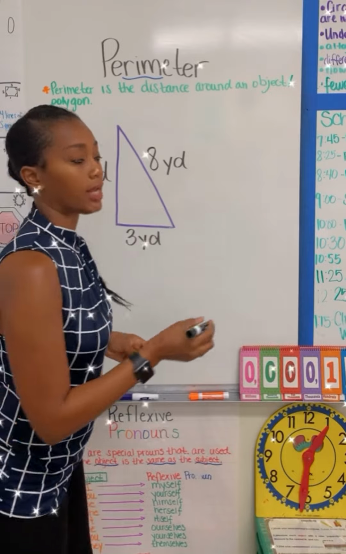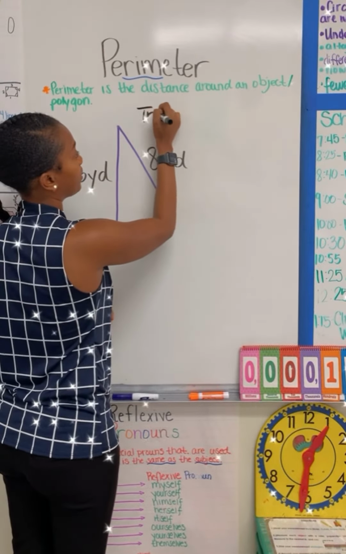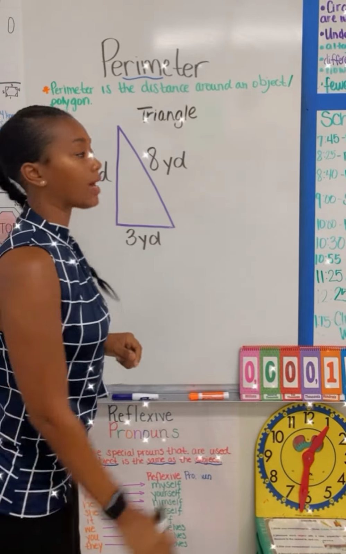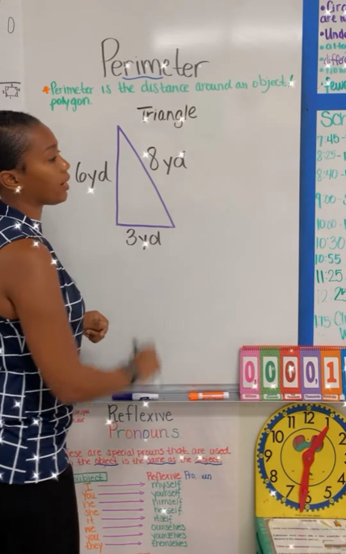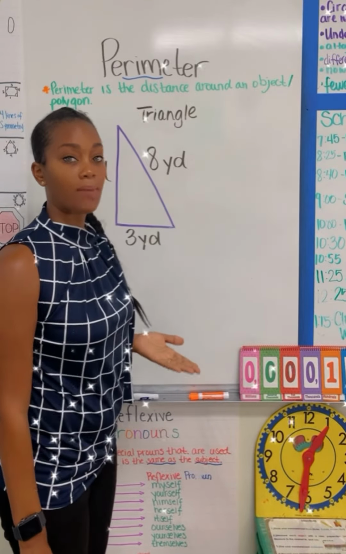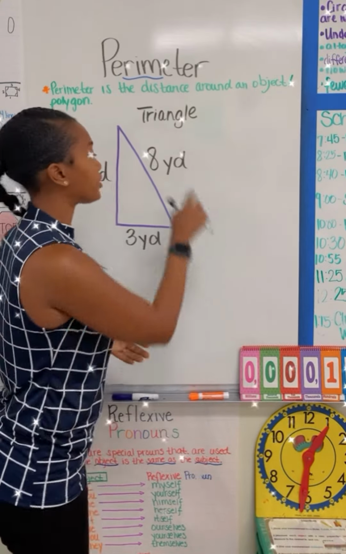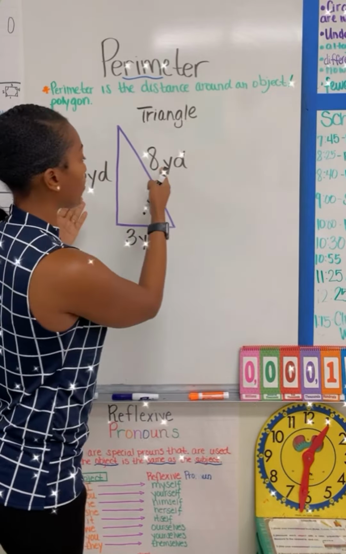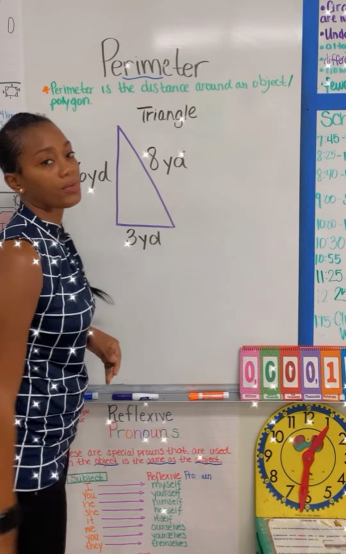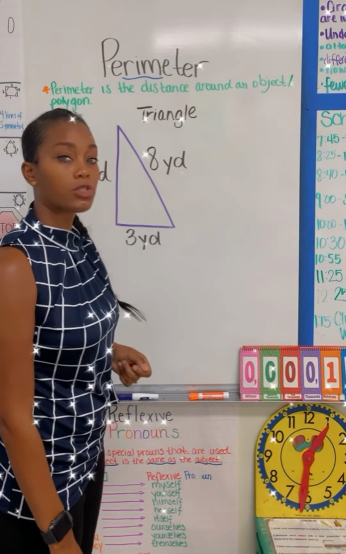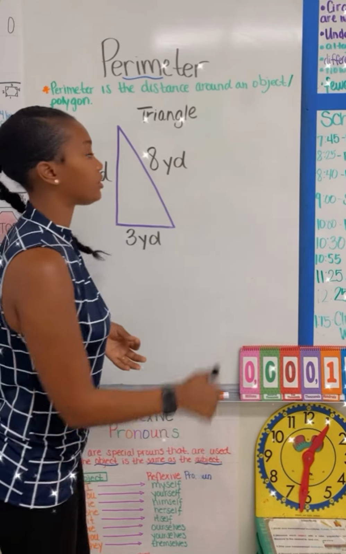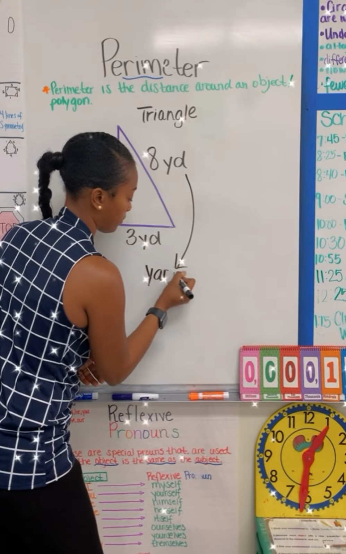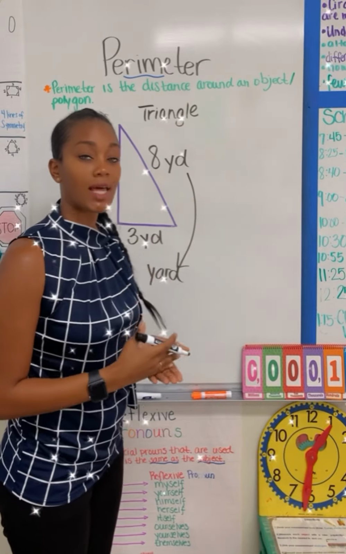Now let's look at another shape. The shape I have in front of me is called a triangle. A triangle has 3 sides. 1, 2, 3. But if you notice something different about this triangle than our square, the length for each side is different, which is the reason why each of my numbers for the sides are different. Also notice that my units have changed. YD stands for yard.